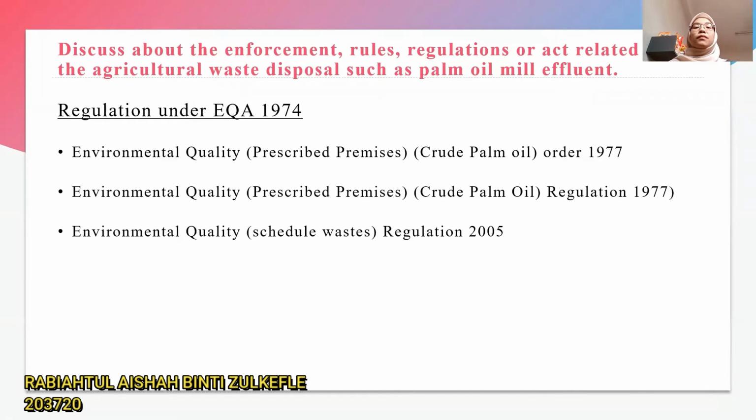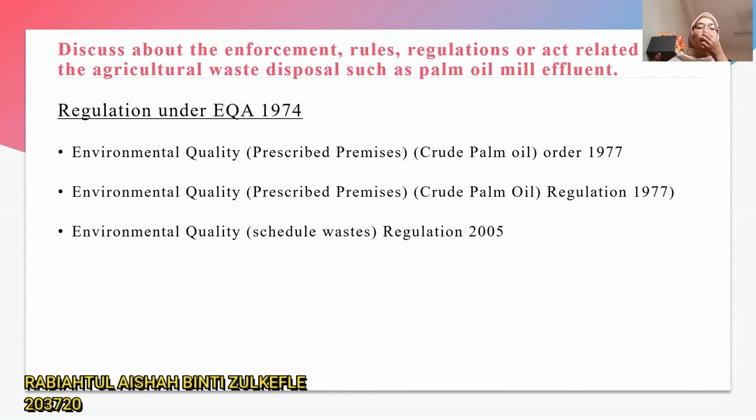Then, Environmental Quality Prescribed Premises Palm Oil Regulation 1977. The objective of this regulation is to ensure that the palm oil mill effluents are in compliance with the specific limits, values, and standards. This regulation is crucial in preventing environmental issues that arise from the quality of palm oil mill effluents. The penalty for this regulation is the same as the first regulation.